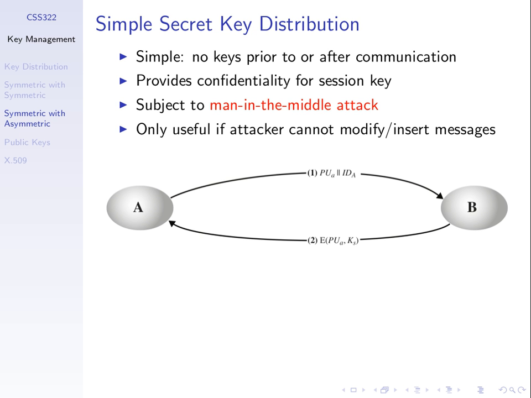Two users, A and B, they both have public and private keys. A wants to know a session key, KS. A sends its public key and its identity to B, saying, I am A, here is my public key, I want to communicate with you. B uses that public key, selects a session key, KS, encrypts that with the public key, and sends back the ciphertext to A. A can decrypt because A has the corresponding private key. A decrypts, finds the session key, and we've completed. Let's see how that works and how it doesn't work.